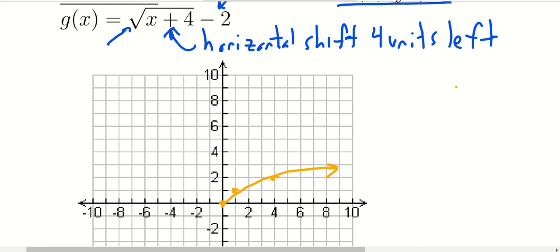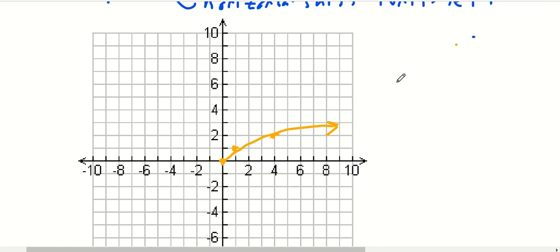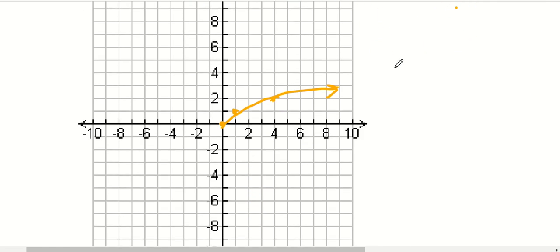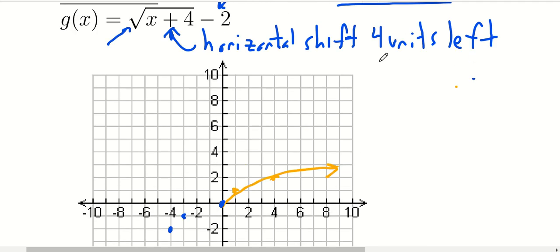To each point, we need to both move it to the left 4 and down 2. So over 4, down 2. The point was at 1, 1. We move it over 1, 2, 3, 4, down 2. So that should be there. That was the point that was at 1, 1, got moved over 1, 2, 3, 4, down 2. And the point that was at 4, 2, we move that over 1, 2, 3, 4, down 2. It's going to end up right there.